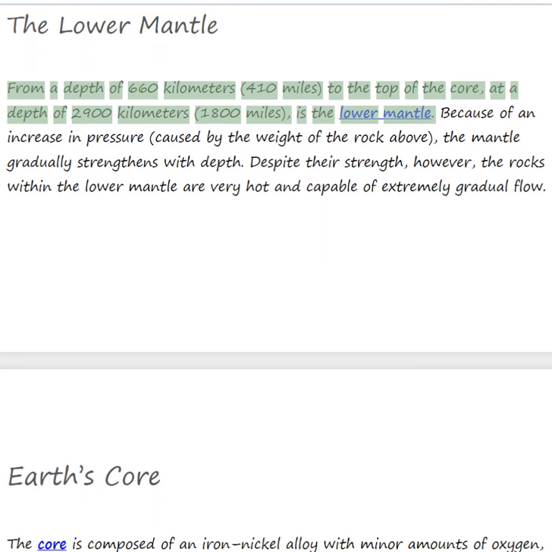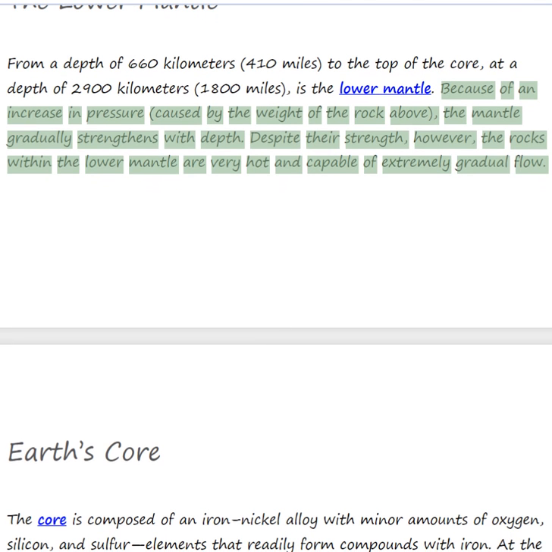From a depth of 660 kilometers to the top of the core, at a depth of 2,900 kilometers, is the lower mantle. Because of an increase in pressure, the mantle gradually strengthens with depth. Despite their strength, however, the rocks within the lower mantle are very hot and capable of extremely gradual flow.